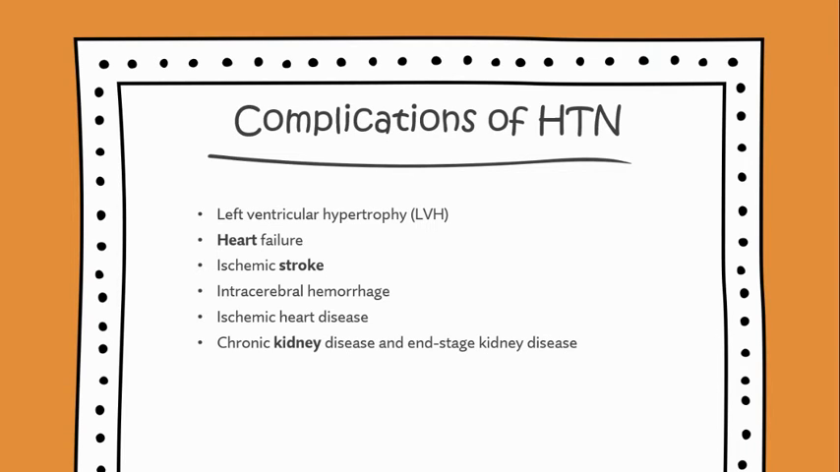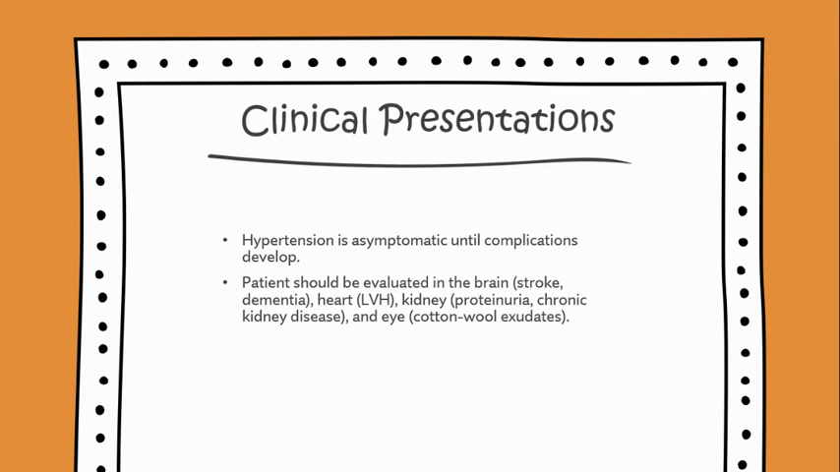Complications of hypertension: left ventricular hypertrophy, heart failure, ischemic stroke, intracerebral hemorrhage, ischemic heart disease, and chronic kidney disease and end-stage kidney disease. Clinical presentations: hypertension is asymptomatic until complications develop. Patients should be evaluated in the brain for stroke and dementia, heart for left ventricular hypertrophy, kidney for proteinuria and chronic kidney disease, and eye for cotton wool exudates.